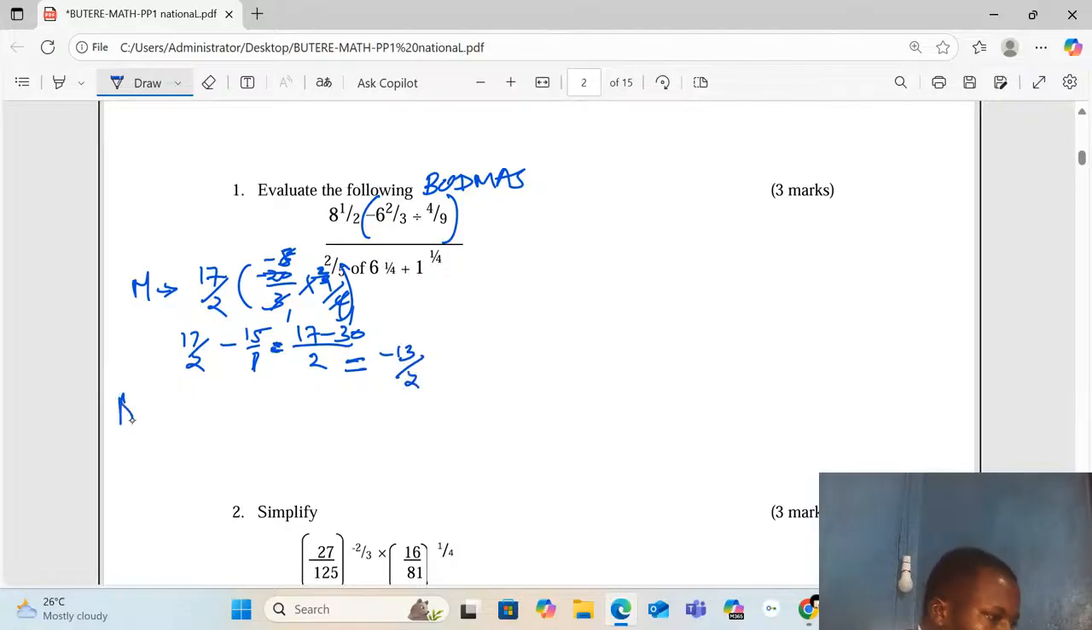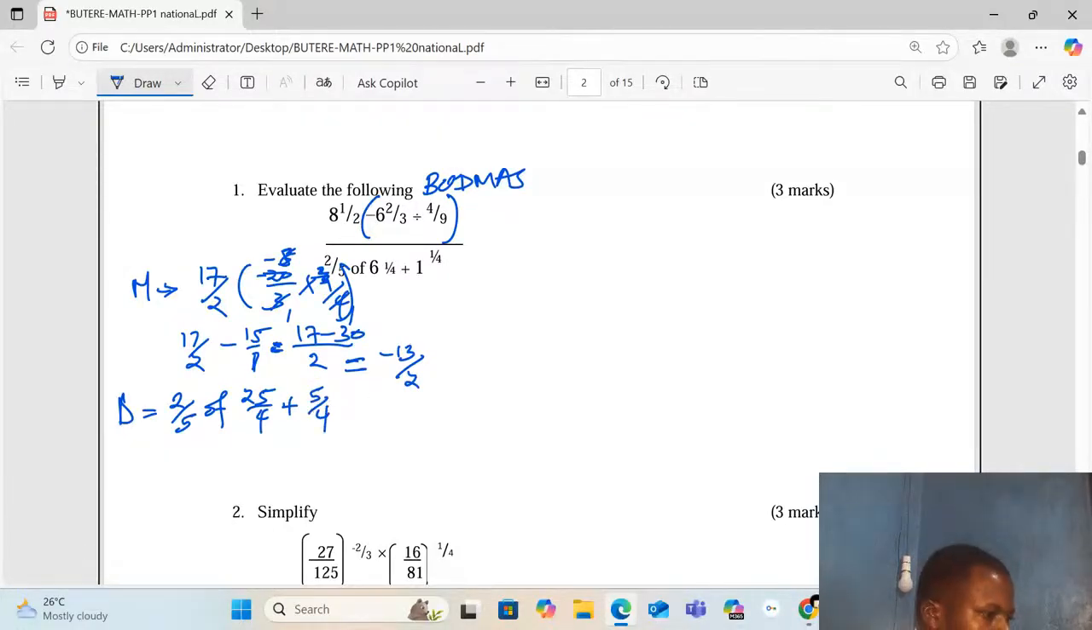Then we look at the denominator. So denominator, we have 2/5 of 6.25 plus 1.25. 6.25 is 25/4, then plus we are adding 1.25, which is 5 over 4.